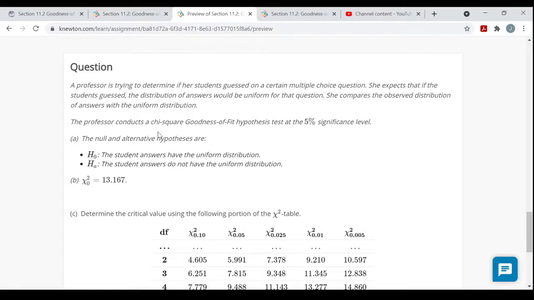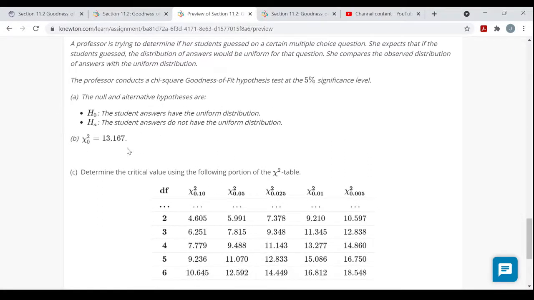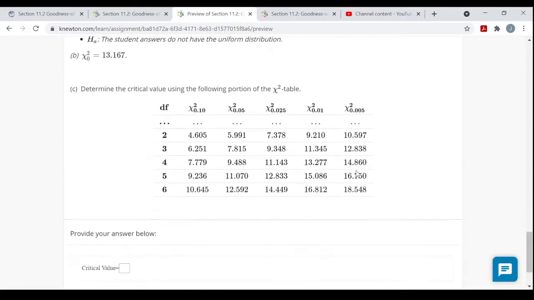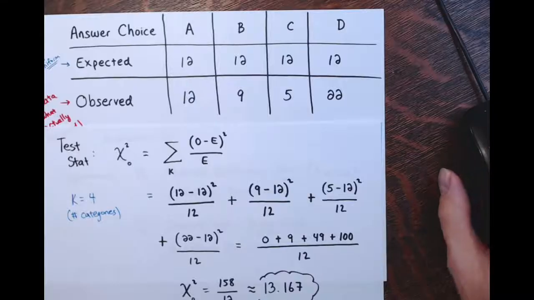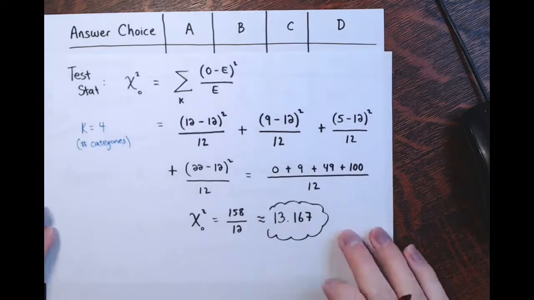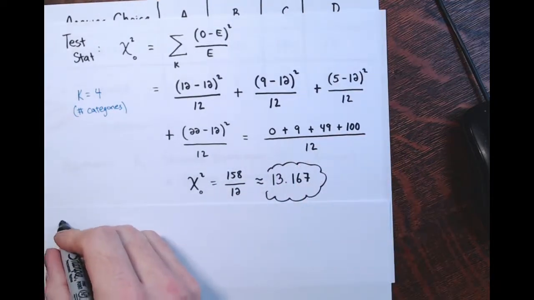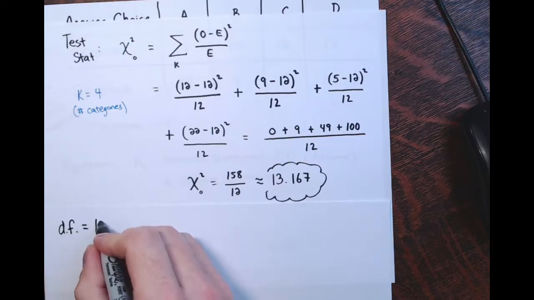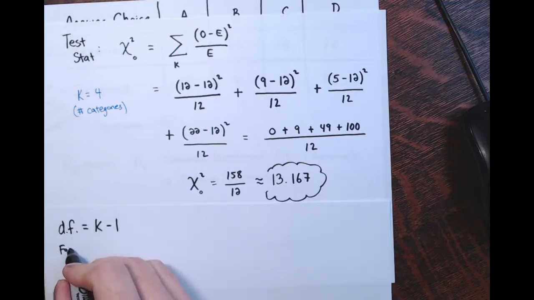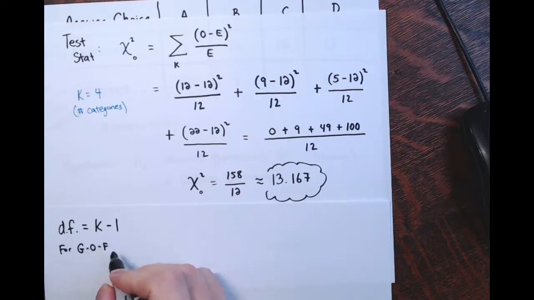So first, we set up the hypotheses. We got the test statistic now, 13.167. Determine the critical values using the following table. I need to know the number of degrees of freedom for my chi-squared distribution. The degrees of freedom will be k minus 1, and this is for the goodness of fit test, the GOF test.